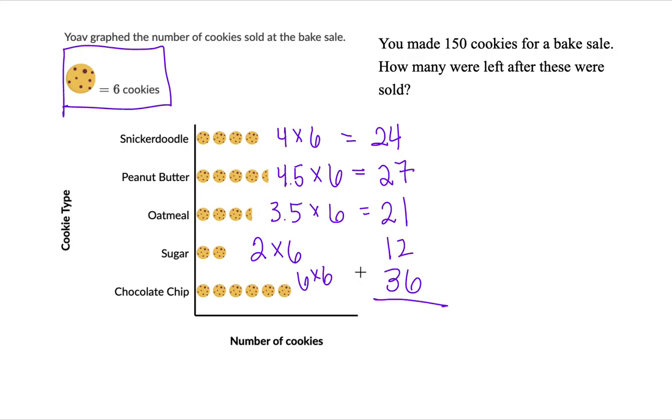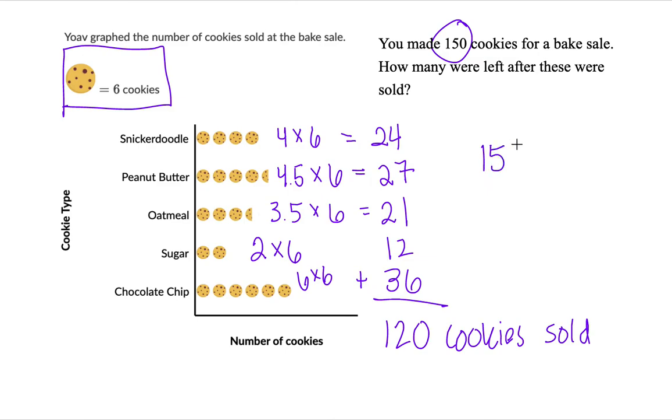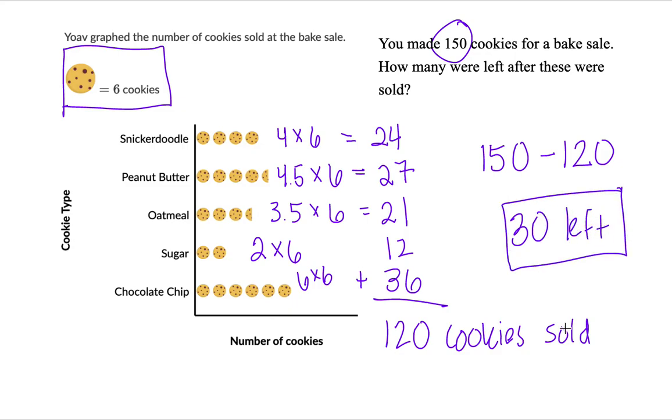Now that I have all of my totals, we'll add down. 24, 27, 21, 12, and 36 total to 120 cookies sold. Well, it says we made 150. How many were left after we sold 120? So take away 120 from your total, and you have 30 cookies left.